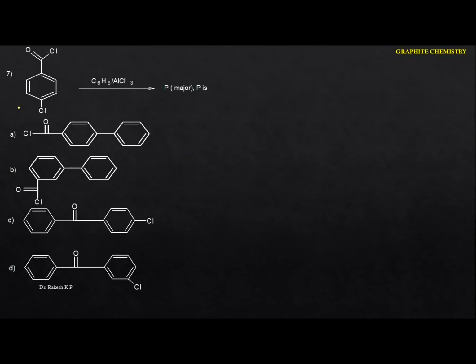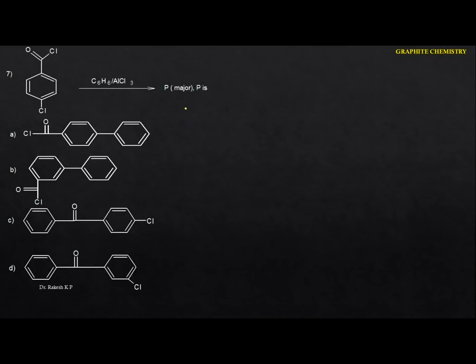So you have to identify the major product in this one here. See the first one here: they're given benzene in the presence of aluminium chloride. This is nothing but parachlorobenzoyl chloride. Let me take this one here.